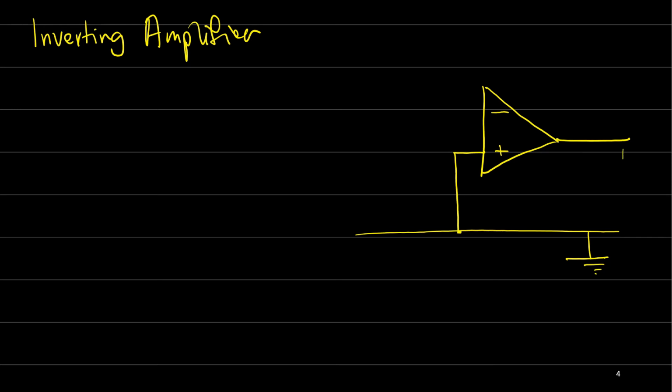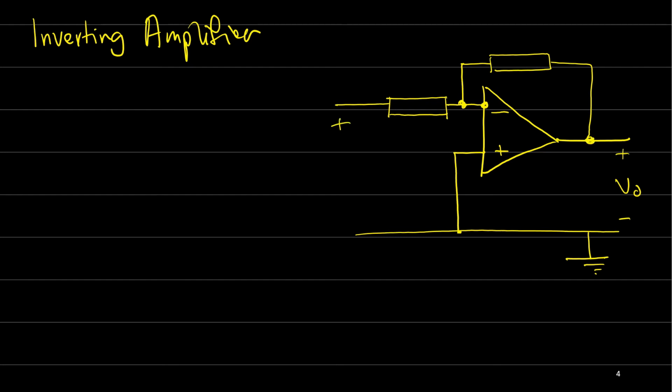Here we have V out. And the inverting input will be connected to a resistor, and we have a feedback resistor here to the output. So the input from here to here, this is V input. Remember, this is not connected directly to the inverting input. Let's say this is R1 and this is R2, and this is V minus and this is V plus.